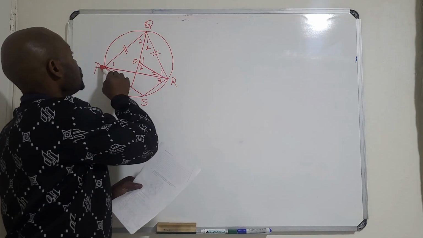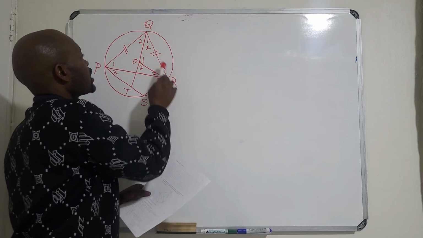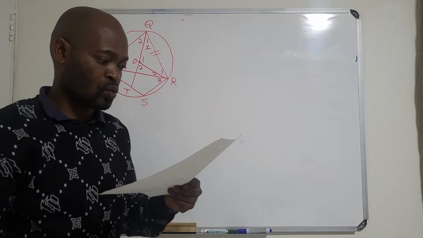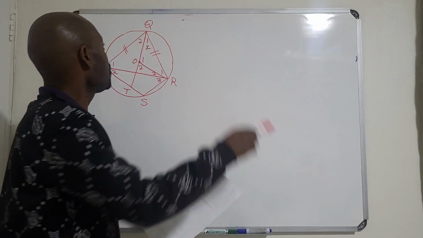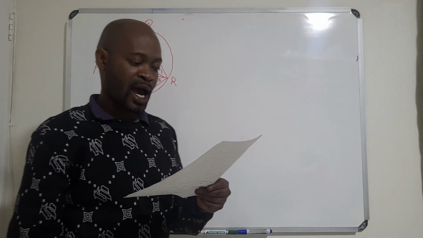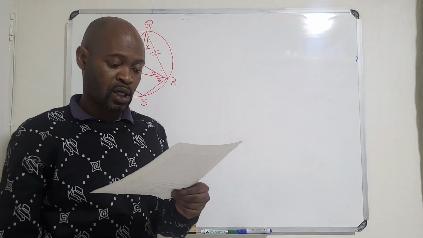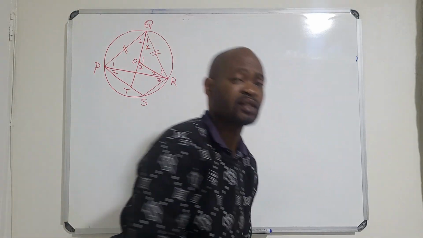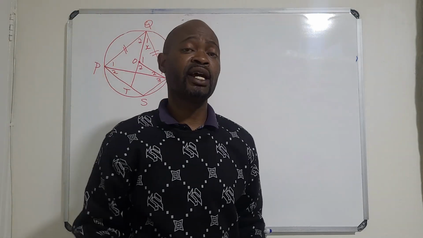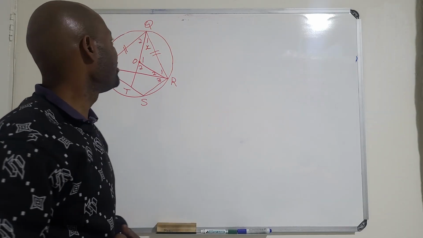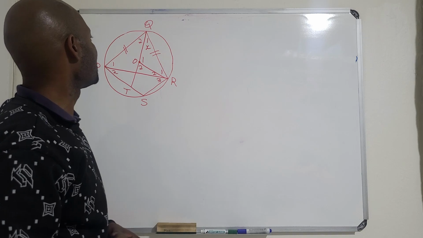PQ is equal to QR, as it is shown there. Angle Q1, you can see, is equal to x. Now, before we can even start solving this problem, we need to eliminate all the theorems which are not in the problem. This is how we eliminate theorems which are not in the problem.